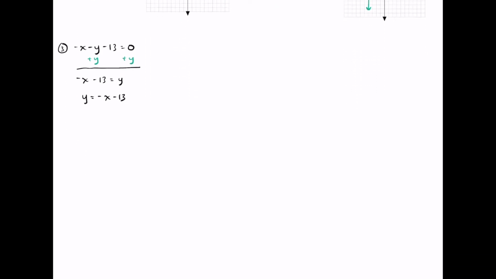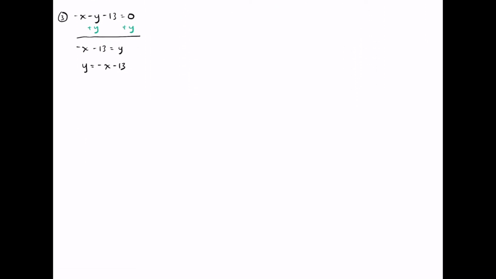Okay. If that's the case, what can we find out about this? Well, the slope here is going to be the coefficient for x, which is negative 1. And for the y-intercept, that's just going to be located at (0, negative 13). Again, that's the constant value, okay?